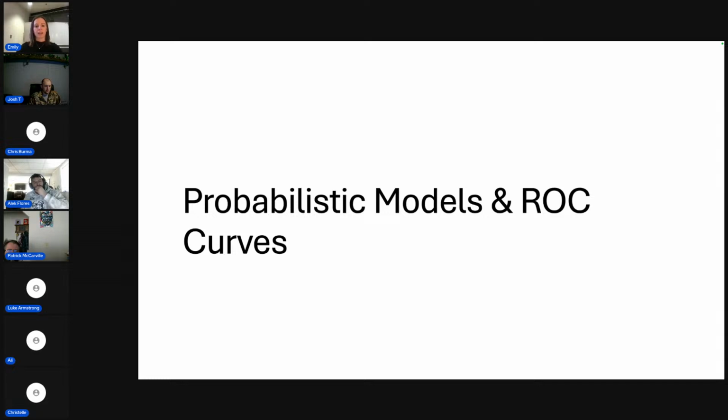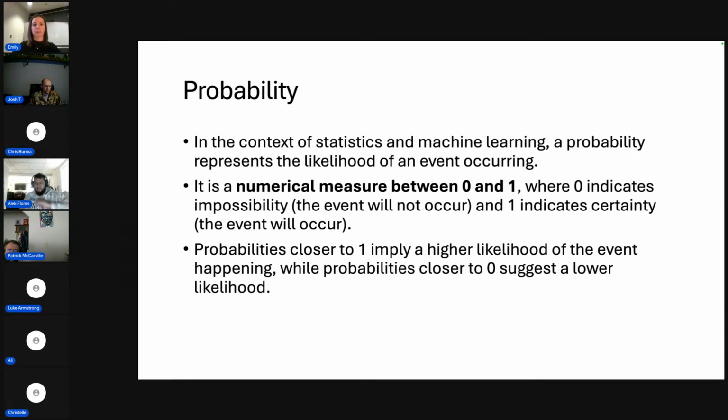So, probabilistic models and the ROC curves. First, we're going to talk about this. Probability in the context of machine learning represents the likelihood that an event would occur. So when we have a model that outputs a probability of 0.8, it's a measure of how likely it is that that event will occur. This is a numerical measure from 0 to 1, where 0 represents the impossibility of the event, the event is very likely to not occur, and 1 represents the certainty of the event, very certain that this event will very likely occur.